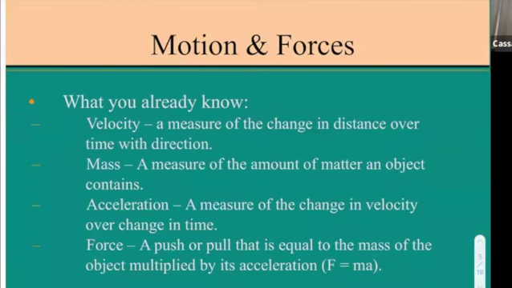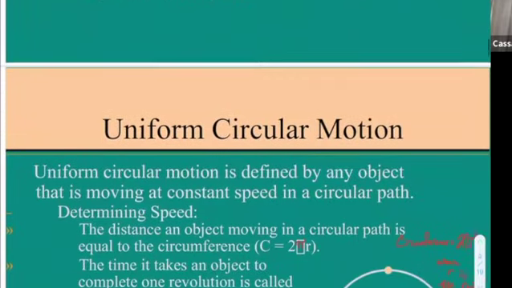All right. So we just went over all of these. So we already know velocity is the measure of change in distance over time with direction. So remembering that velocity is a vector. Speed is a scalar. And then mass is the amount of matter an object has. Acceleration, the measure of the change in velocity over the change in time. And force is a push or a pull that is equal to the mass of the object multiplied by acceleration. So that's just putting force is equal to mass times acceleration into words. So just to review.